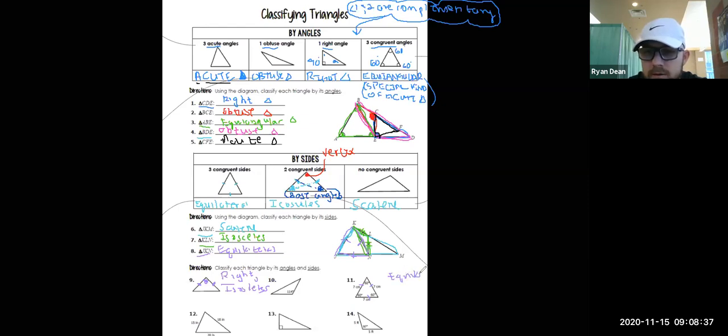Okay, again, notice what I said. I said based on the sides, not the angles. It's equilateral. And then we come down to the inside of the triangle. This one's 60. We have 60 again, and then 60 again. So we have three angles that are the same. So it's also going to be equiangular. We have equilateral and equiangular for number 11.